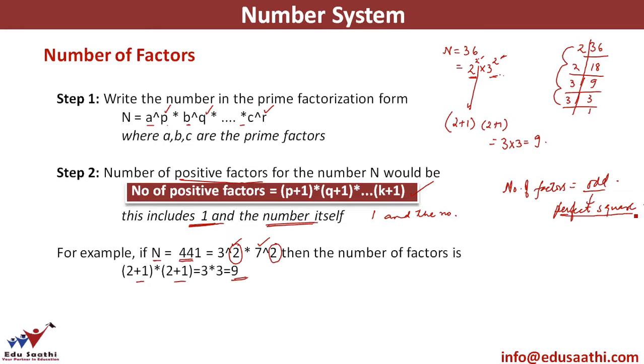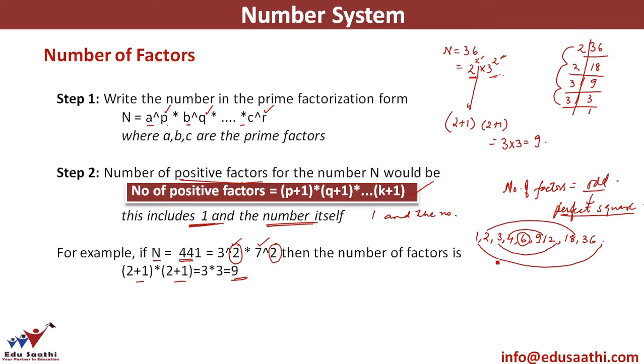So if I write down the factors of 36, there will be 1, 2, 3, 4, 6, 9, 12, 18 and 36. So 1 into 36 gives you 36, 2 into 18 gives you 36, 3 into 12 gives you 36, 4 into 9 gives you 36, and 6 square gives you 36.